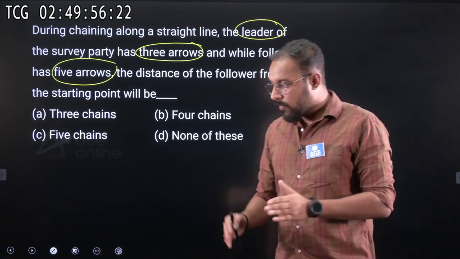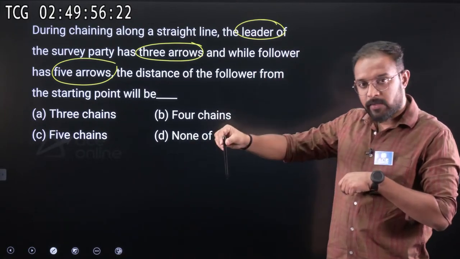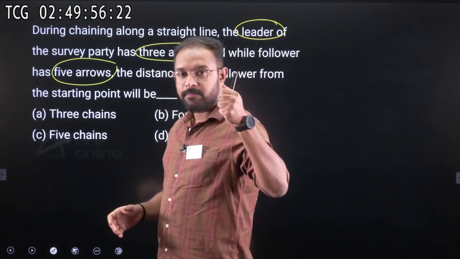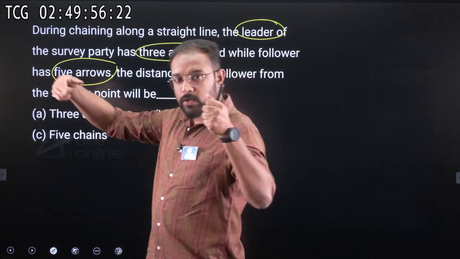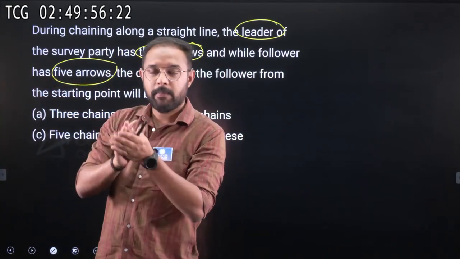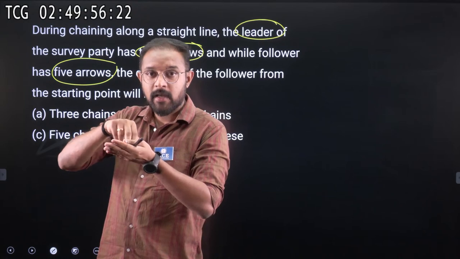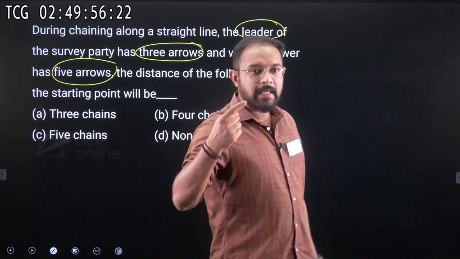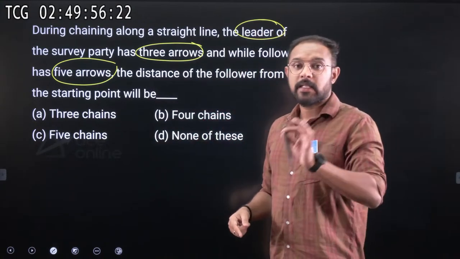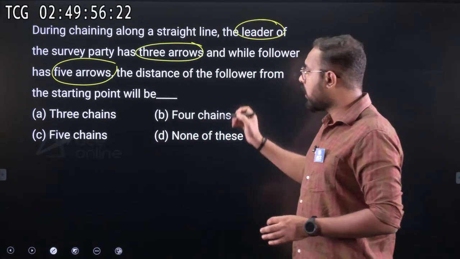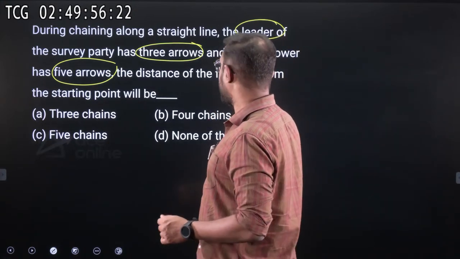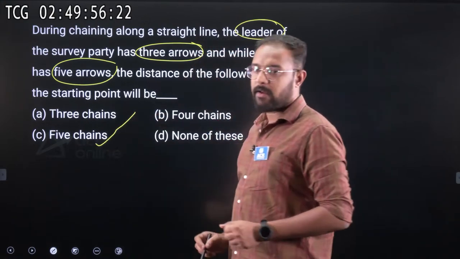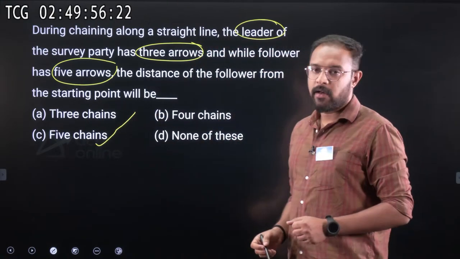Because once the surveyor finishes one chain, then he'll keep one arrow there. Leader will follow, go to that point, take that arrow, keep in his hand. Again, follow the leader, go to the next point, take that second arrow, keep in his hand. So he has kept two arrows in his hand. Why? Because two chain length has been completed. So the number of arrows in the hands of the follower will represent the number of chain length completed. Now the follower has five arrows. So how many chain length has been completed? Five chain length have been completed. The answer is option C, five chain length.